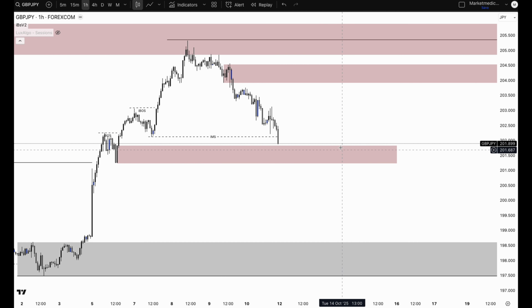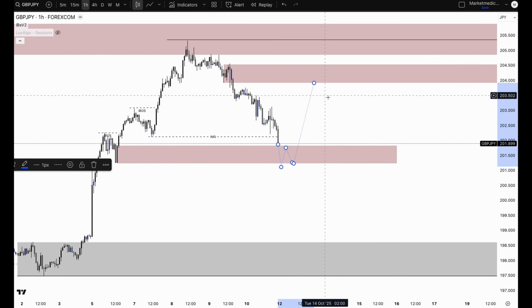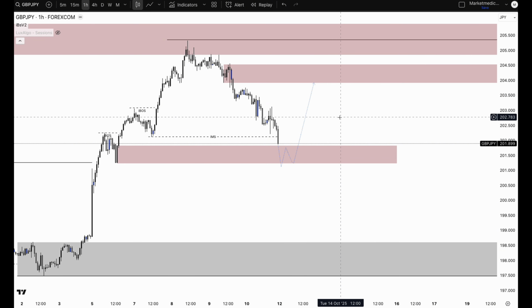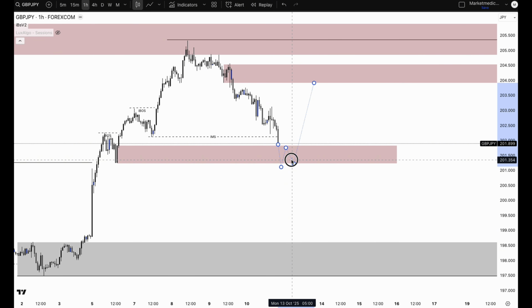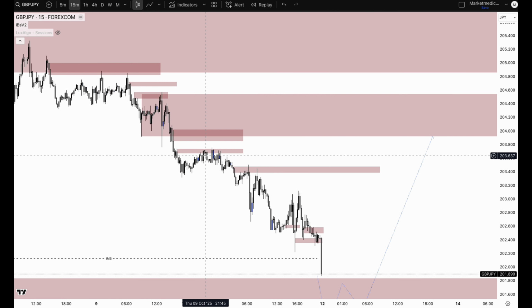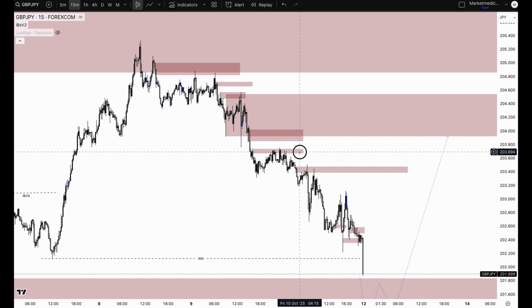If this demand order block is to hold and price fails to break below it, and it does something like this, comes back and then comes here, we are likely to see the price of GBP JPY trading all the way to these levels here. So this is what I can see. With this one that I'm saying here, let's go on to the 15 minutes. On the 15 minutes, this is where we will likely see.